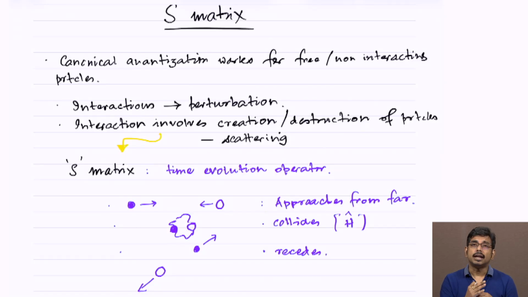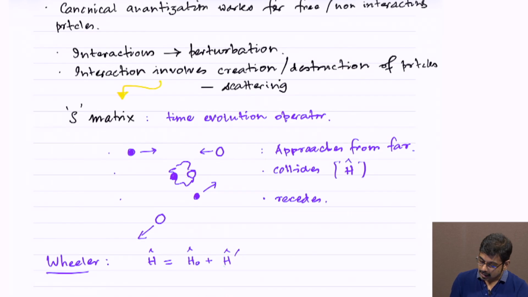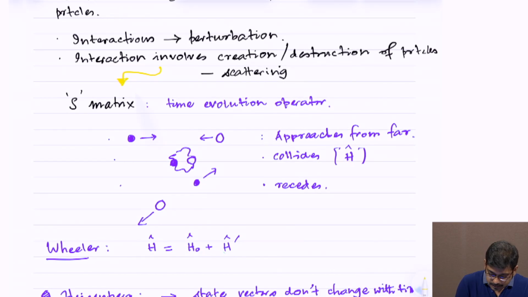But remember that this canonical quantization essentially works for free or non-interacting particles. Now, whenever you bring in interactions the way we did in QED, that essentially brings in perturbations. The interaction involves the creation and destruction of particles, and that gives you the scattering, and this is what is encapsulated in the terminology called the S matrix. Why S, I do not really know. Perhaps it is to say that it is a simple matrix or something, I do not know. But it is a kind of time evolution operator.